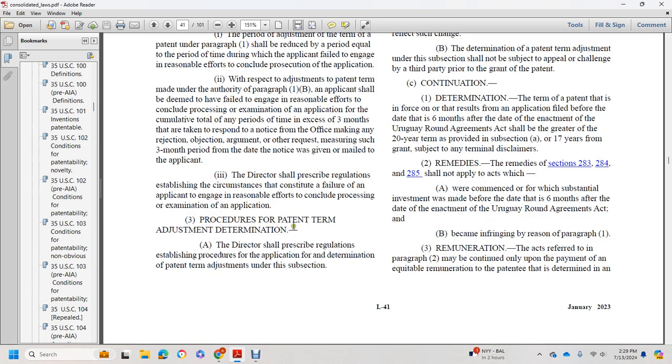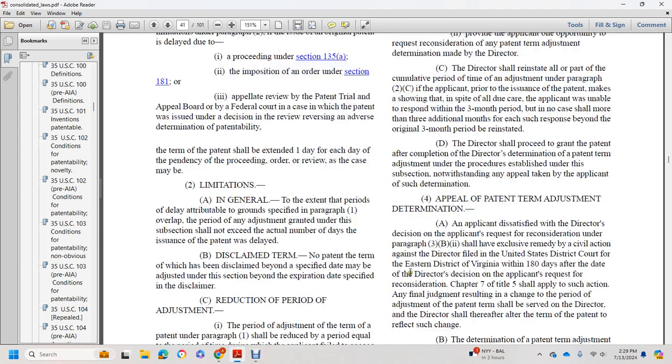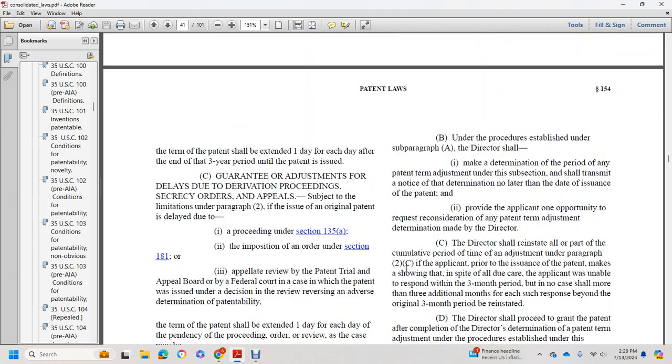Procedure for patent term adjustment determination. The director shall prescribe regulations establishing procedures for the application for and determination of patent term adjustments under this subsection. B. Under the procedures established under subparagraph A, the director shall make a determination of the period of any patent term adjustment under this subsection, and shall transmit a notice of that determination no later than the date of the issuance of the patent. C. The director shall provide the applicant one opportunity to request reconsideration of any patent term adjustment determination made by the director.